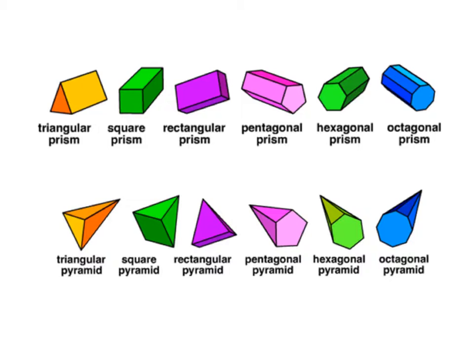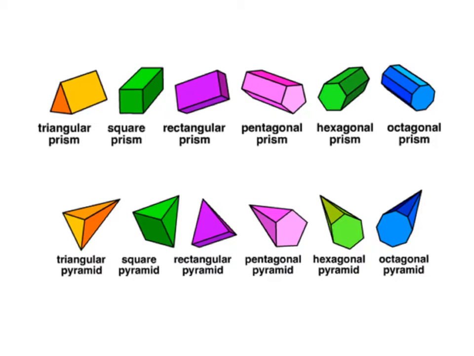So now let's have a look at some special examples of polyhedron. Polyhedron are three-dimensional shapes which have polygons as their faces. So polygons are shapes like triangles, squares, rectangles, pentagons, and so on. So any three-dimensional shape that has polygonal faces is a polyhedron. And here are some special examples of polyhedron: prisms and pyramids.